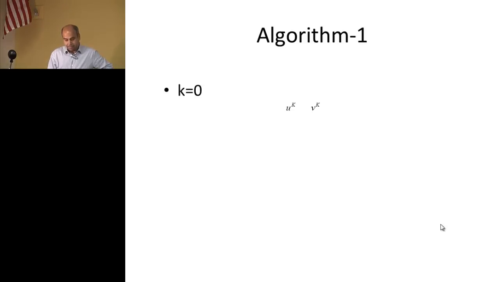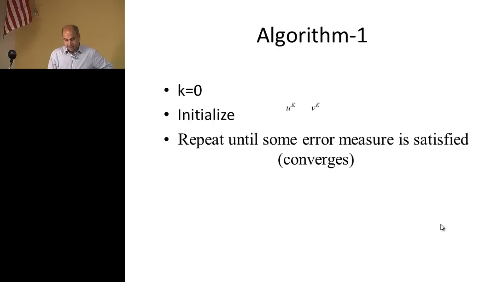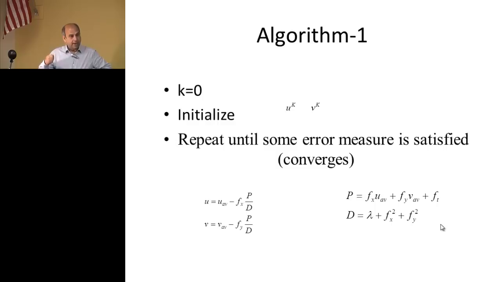K is equal to 0 and initialize, and then we'll repeat, we'll use these equations, and keep doing that until we converge, and that's it. So this algorithm is actually very simple, 2 lines of MATLAB code. You can do it at home after the class.